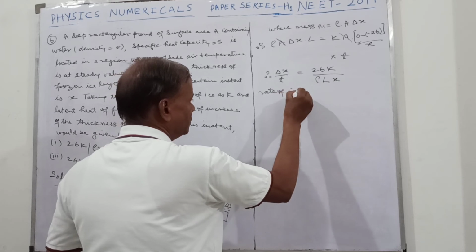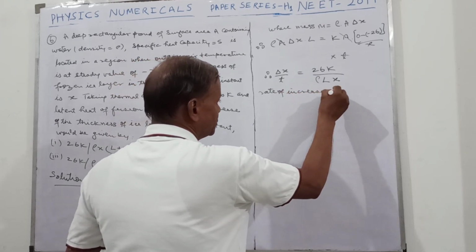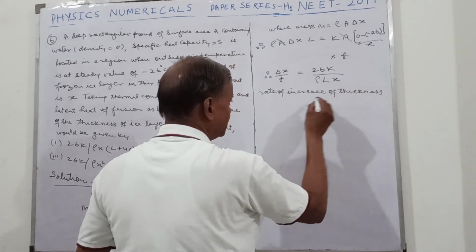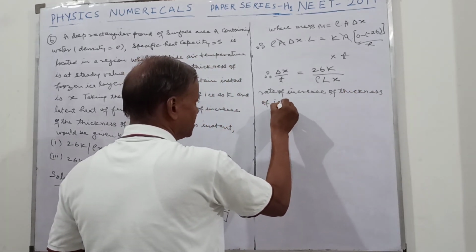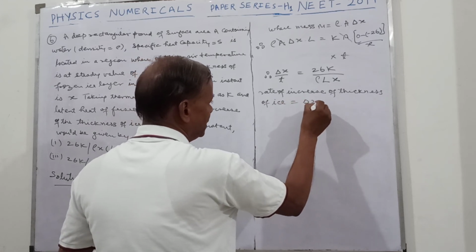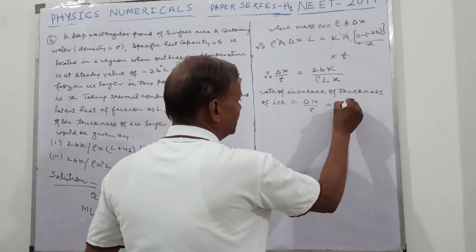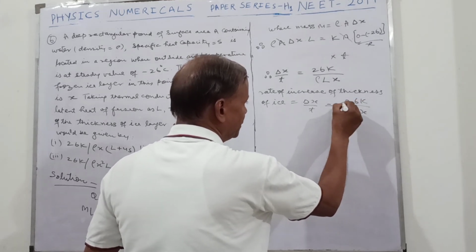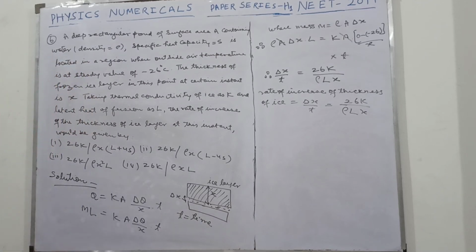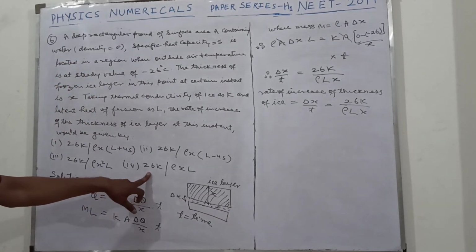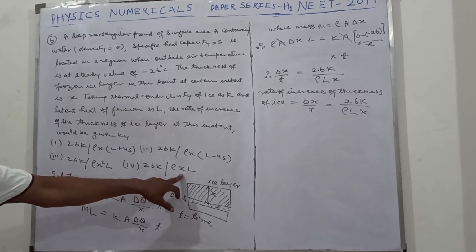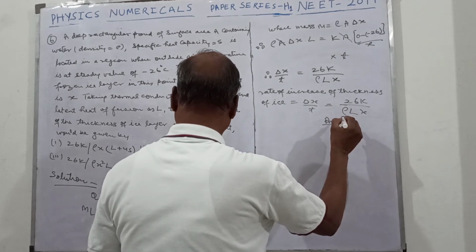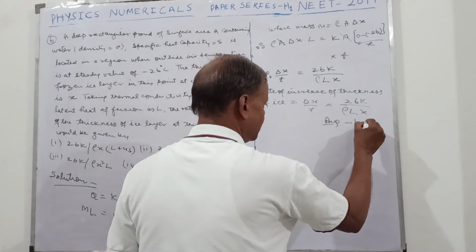Rate of increase of thickness of ice is equal to delta x upon T, and this is now 26K upon rho L into x. So just to match your answer, this will be the fourth, 26K upon rho x into L. So our choice is now fourth.